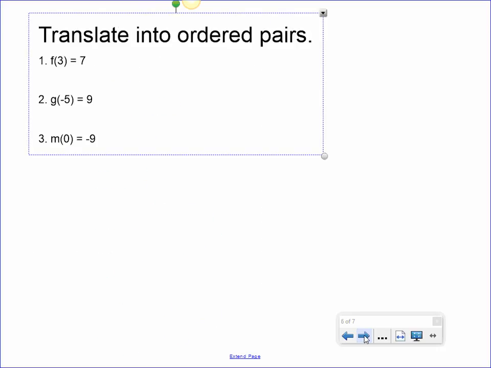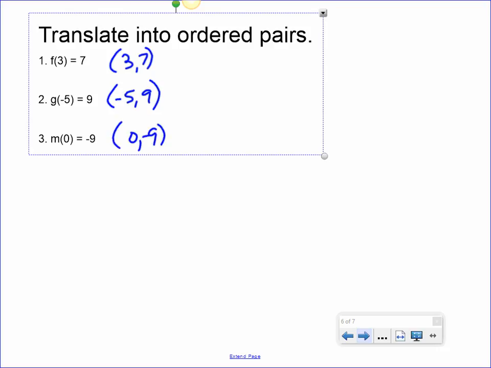If I wanted to translate these into ordered pairs, remember the thing in the parentheses is really your x, and the number behind is really the value that you get out, which is your y. So this ordered pair is simply 3, 7. This ordered pair here would be a negative 5, 9. And last one is, you guessed it, a 0, negative 9.